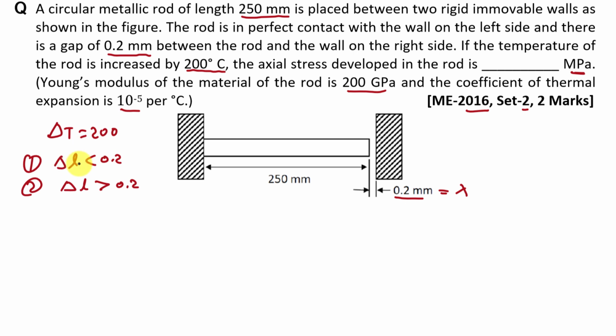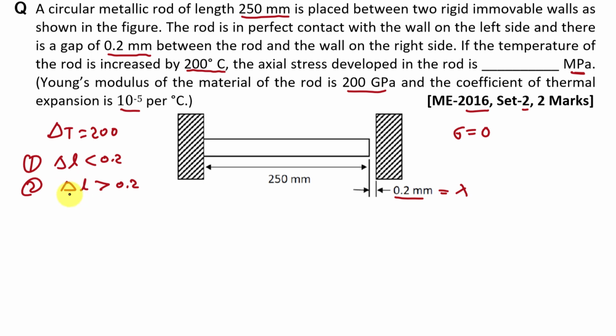Understand that if the change in length by increasing temperature delta T is less than 0.2 mm, then this end of the rod will not touch this wall, right? And we can understand that this case will be the case of free expansion, right? Because in the first case there will be no restriction to change in length, and we know that if there is no restriction to change in length, the value of stress is 0.